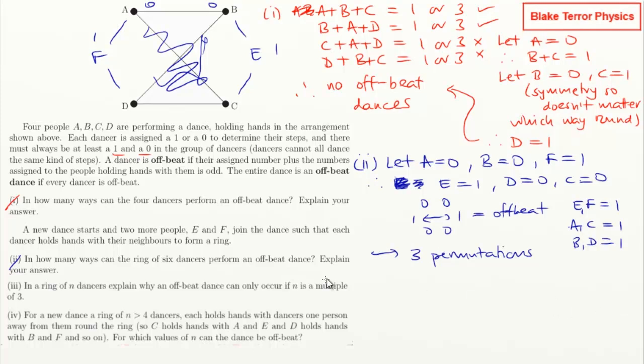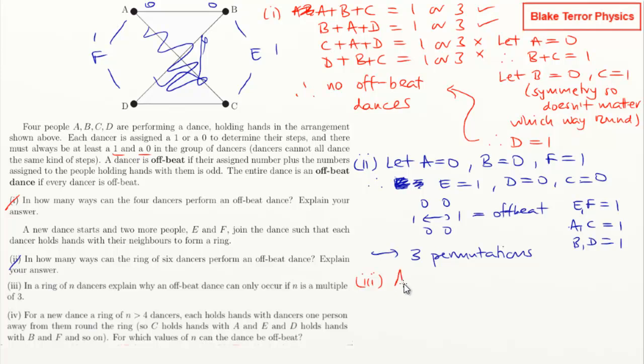So, part 3. In a ring of n dancers, explain why an offbeat dance can only occur if n is a multiple of 3. Right, they've led us to this here, haven't they? So how are we going to explain it, though? So it has to be a multiple of 3.